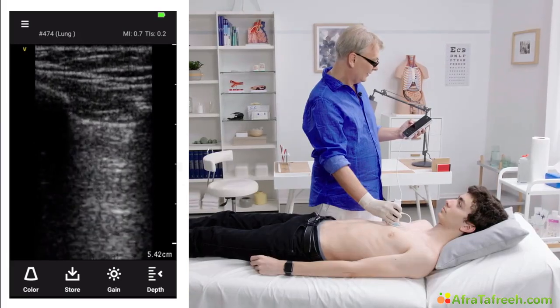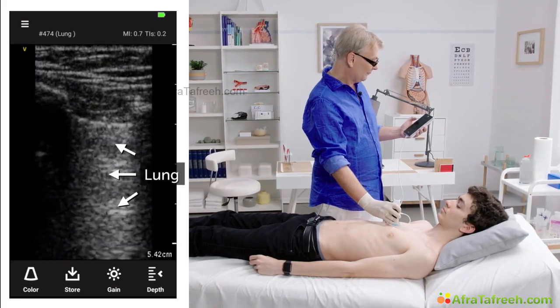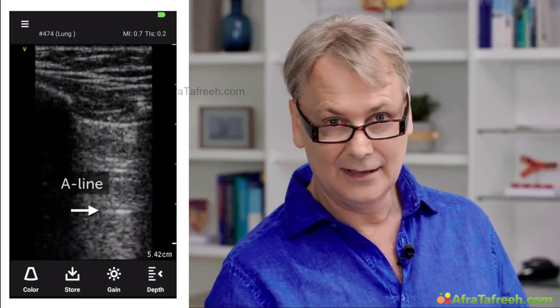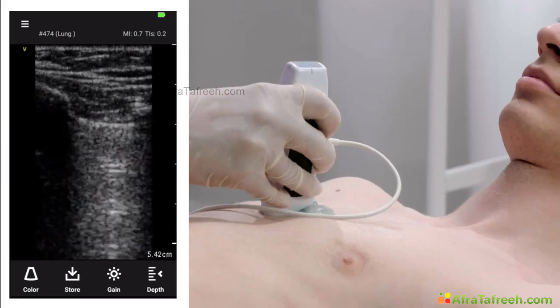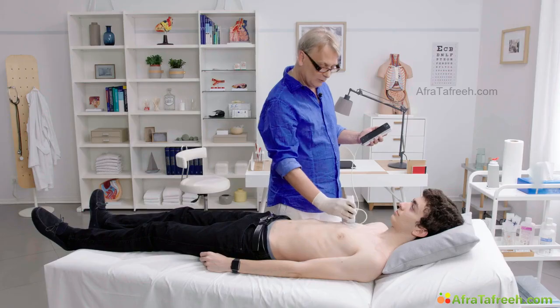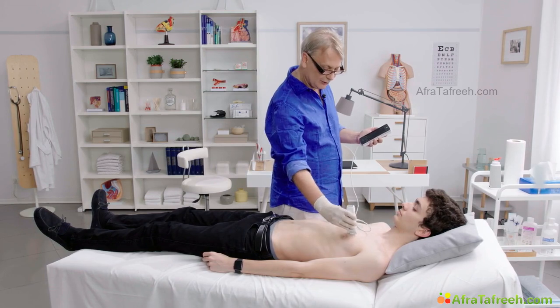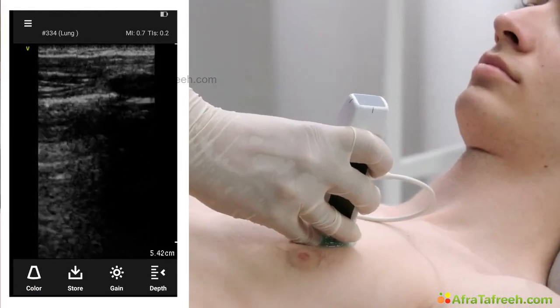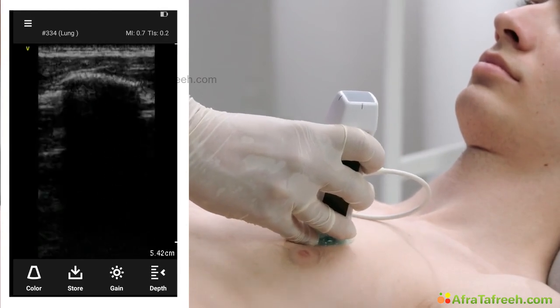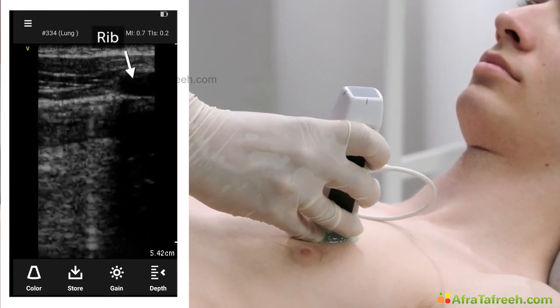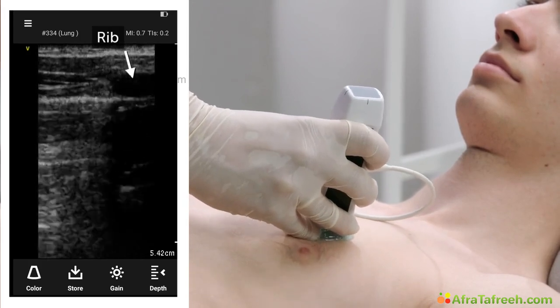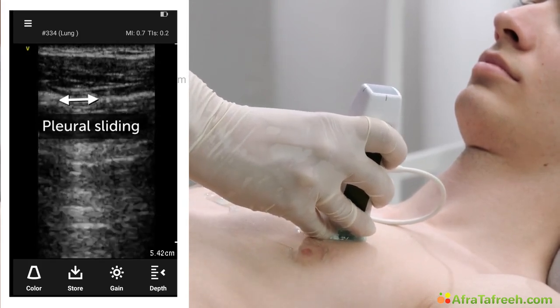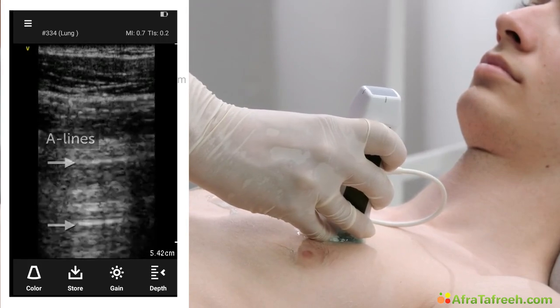Underneath, we see the lung. You will see these bright horizontal lines, which are actually the A lines. This is a normal finding of the lung. You can perform this examination on different parts of the lung. I'll now move to the other side, and here you will see that we see a pretty similar finding, with the only exception that we actually have the heart underneath beating. But again, we have these echo-free spaces, which represent the ribs, the pleural sliding, and the A lines.